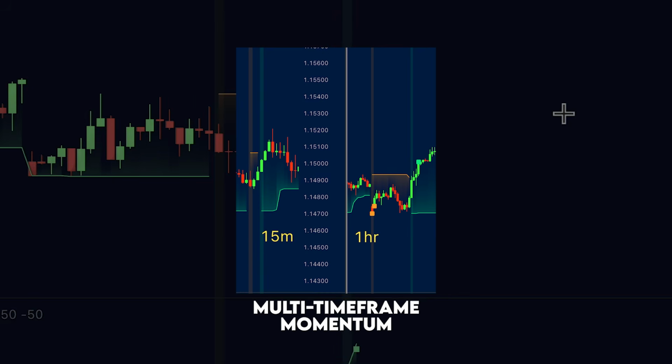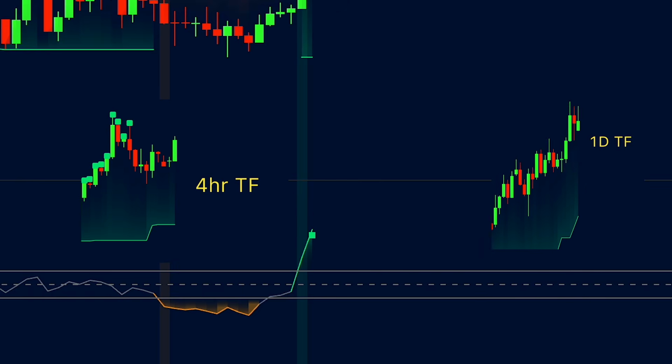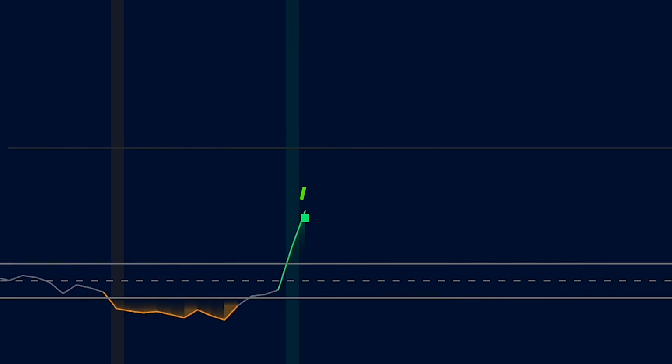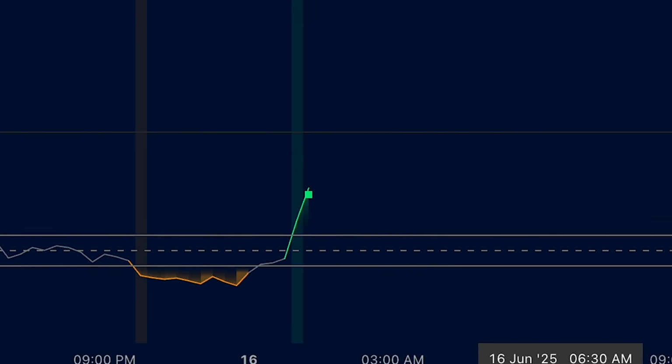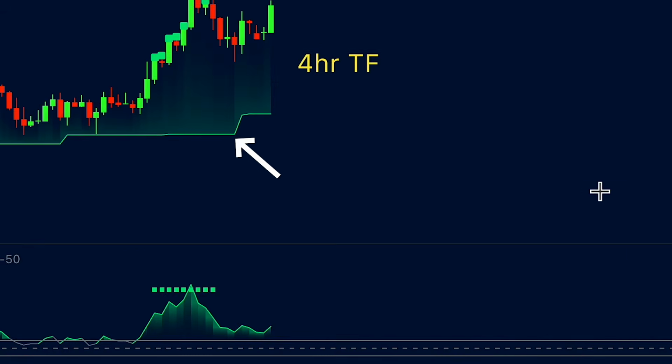Strategy 3, multi-time frame momentum. Confluence is my favorite. When CCI momentum aligns across multiple time frames, the accuracy becomes incredible. First, wait for your momentum signal on the main time frame, that is, CCI crossing above 50 with green trailing line. Then check higher time frames for momentum agreement.